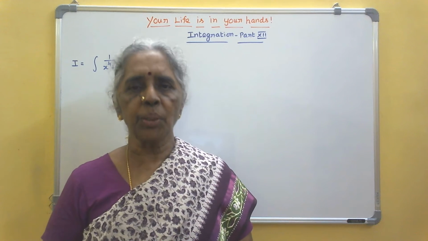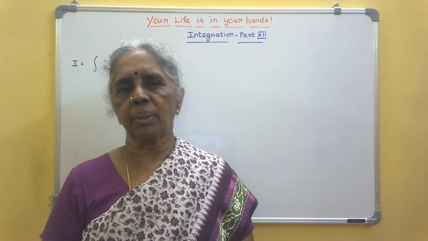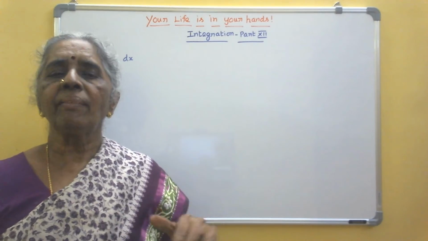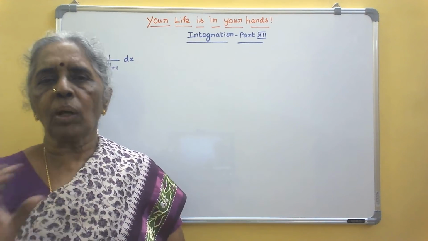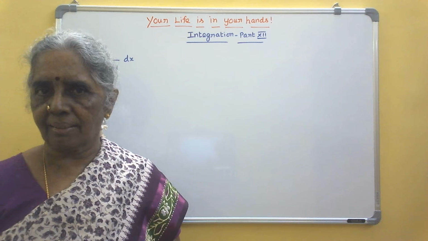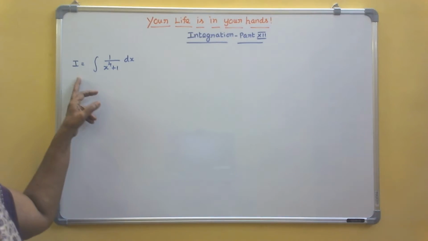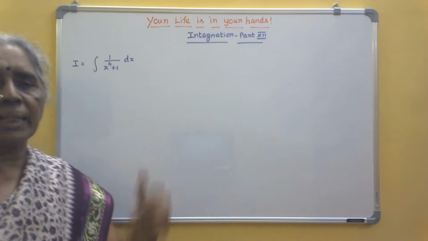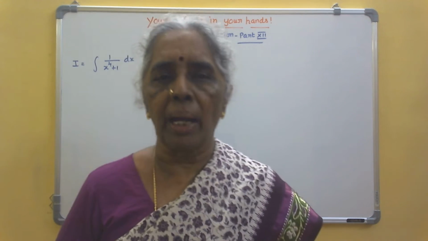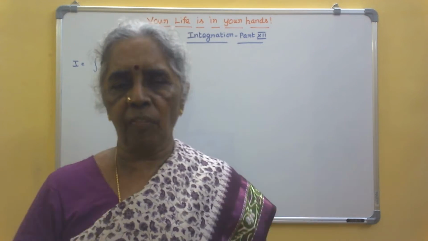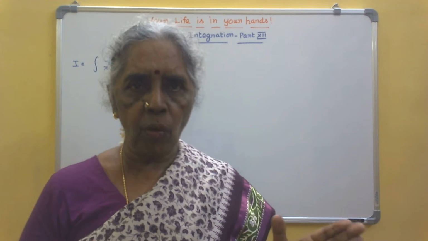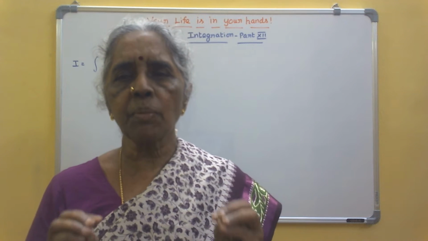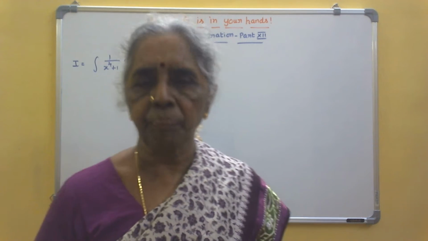Now I am going to teach you a new type. From this example sum, I will tell you what this type is, what all the changes are, and how we can generalize it. Now consider this: I is equal to integral 1 by x power 4 plus 1 dx. In the numerator you have 1. In the denominator you have x power 4 plus 1. You know x power 4 plus 1 is not factorizable, right? So we should have some special method for this particular sum.